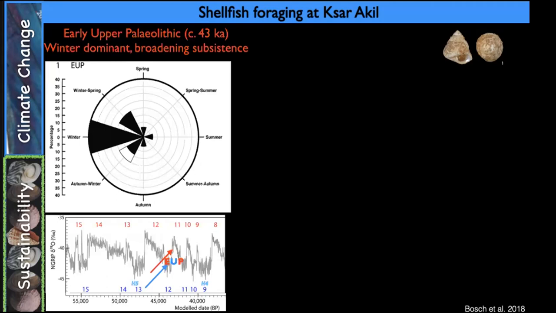So other food resources that begin to appear in this sequence at this time include small mammals and seeds, which are also indicative of broadening subsistence. The winter shellfish foraging pattern that we see is typical of many regions of the Mediterranean. So from the Paleolithic to the Neolithic, this is the most common foraging pattern that we see.